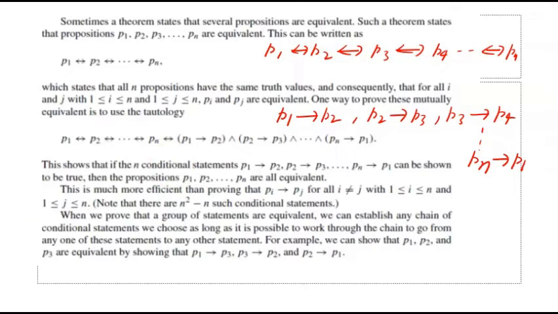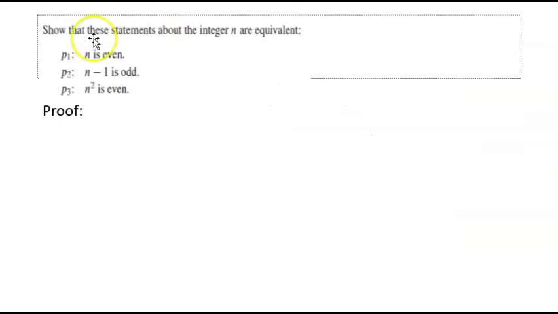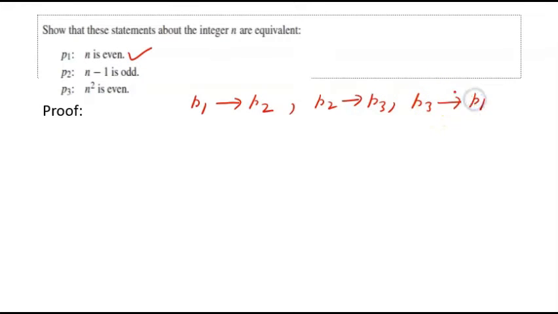To understand this, let us take an example. So here we have three statements. The first statement is P1, that n is even. The second statement is P2, n minus 1 is odd. And the third statement is P3, which is n square is even. So what we have to do? First we have to show that P1 implies P2. Then we have to show that P2 implies P3. And then we also have to show that P3 implies P1, right?